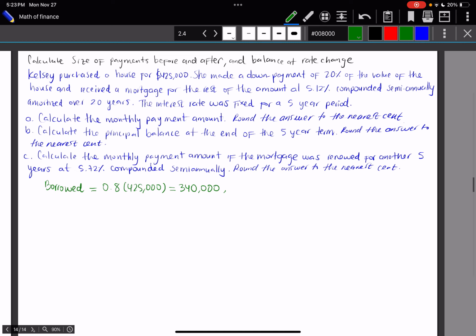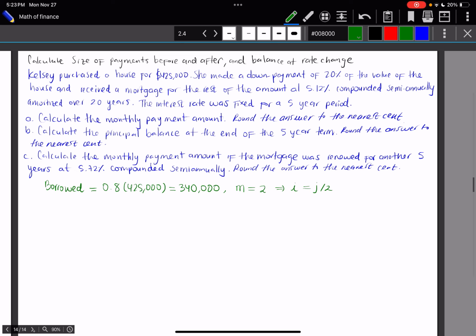And here the number of compounding periods per year is 2. So the periodic interest rate is J divided by 2, where J is the nominal interest rate. Now, because we have different nominal interest rates, like for part A, we have the nominal interest rate equal to 5.12%, and for part C, we have 5.72%, then we're not going to fix J yet.